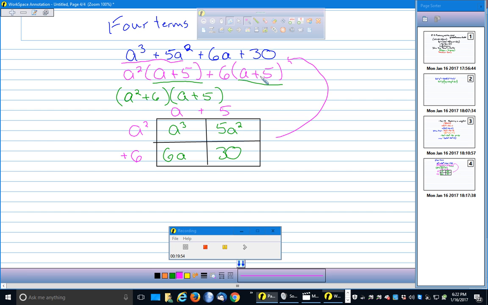Okay, so you could either do it by grouping, kind of like I did here, or by putting the values in a box, like I did there. Okay, so you smart kids out there are going to try this one.